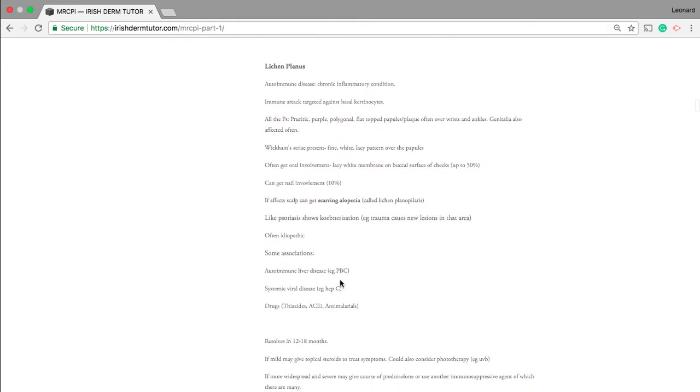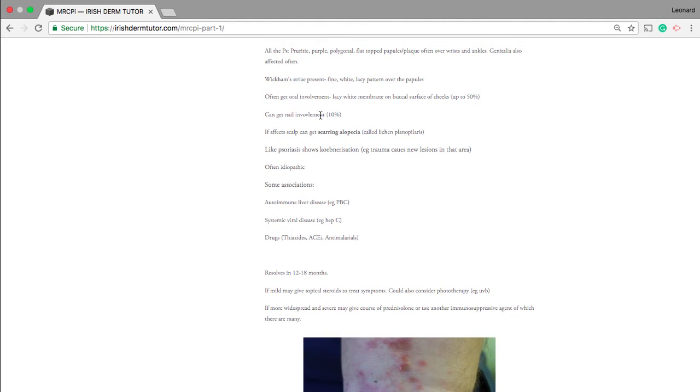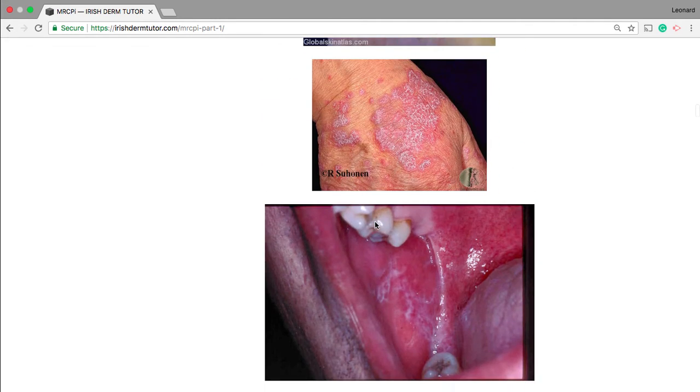You often see these things called Wickham striae, which present as these fine, white, lacy, crisscross lines on top of the papules or plaques, and this is a really good example of that. Nail involvement is common enough. You get it in 10% with just these dystrophic nails, and oral involvement is even more common, and it can occur in up to 50%, and you tend to get this almost white, lacy, crisscross appearance on the buccal surfaces of the cheek.